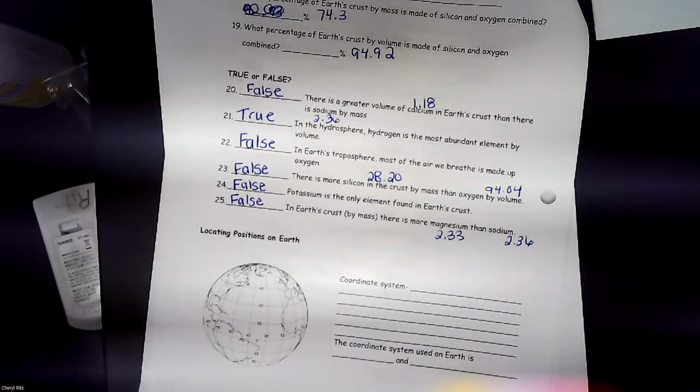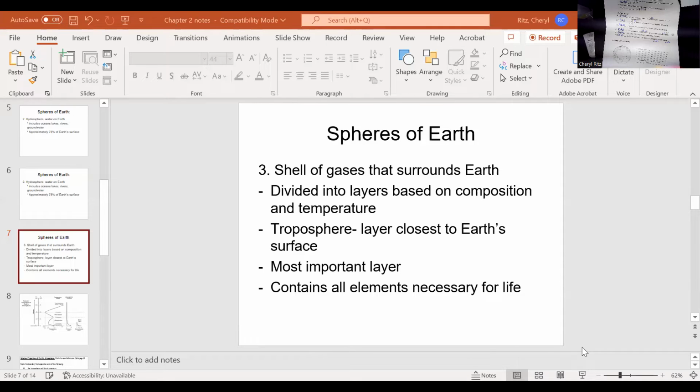Have you guys heard about a coordinate system? Coordinate plane. It is latitude and longitude, but what other class do you do coordinate stuff in? Math. And what do you do with coordinates in math? You plot points. Graphing is using an XY coordinate. Latitude and longitude is almost exactly the same, except instead of using X and Y, we use latitude and longitude.